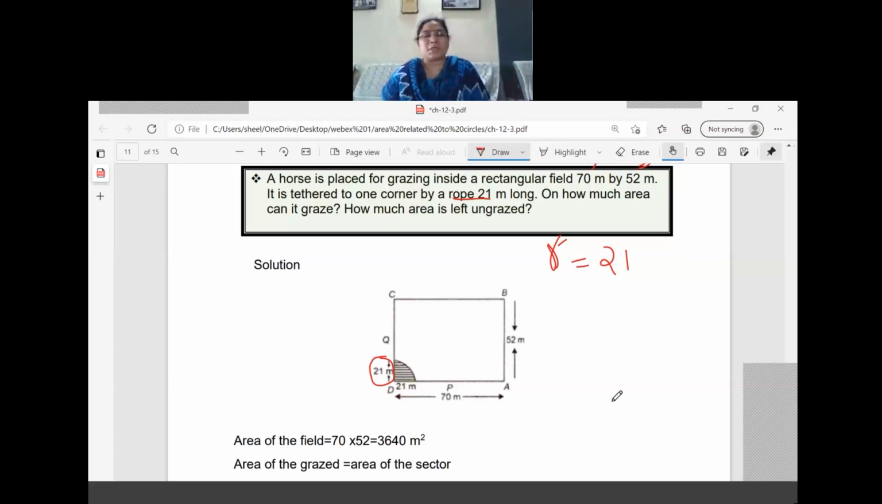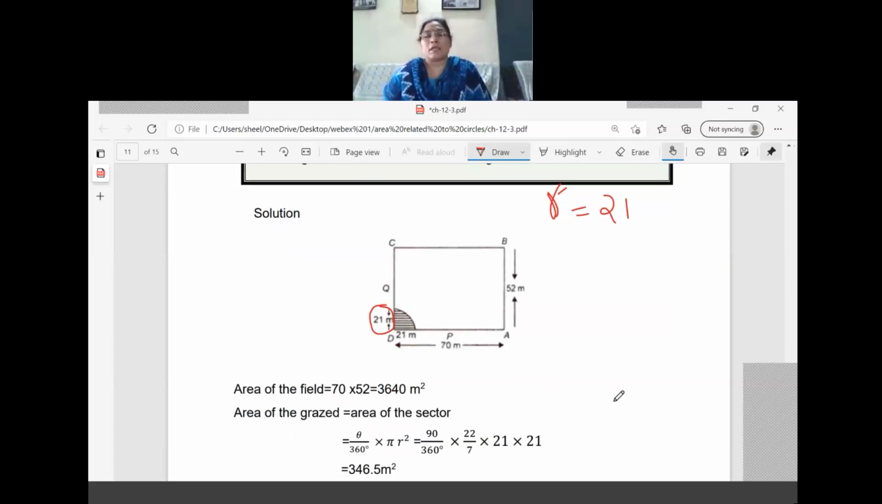Now let us see the steps. First we are calculating area of the field. Area of the field means area of the rectangle. Area of the rectangle equal to L into B. So 70 into 52, 3640 meter square only, right?